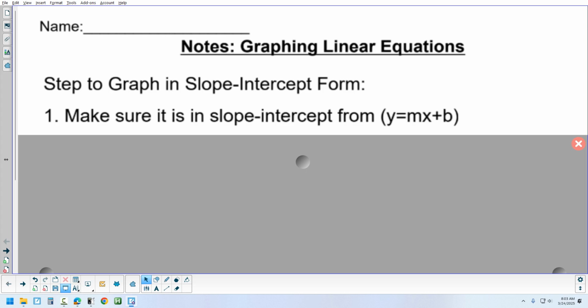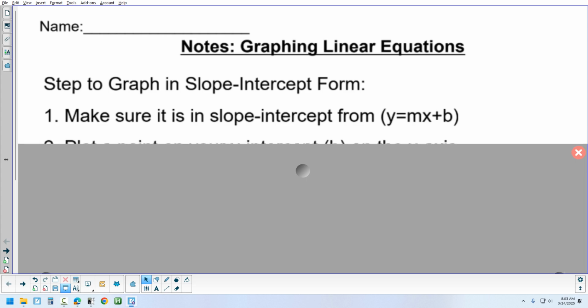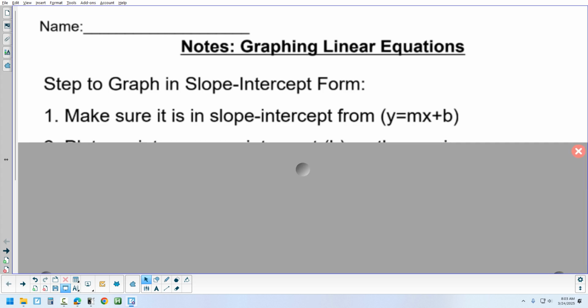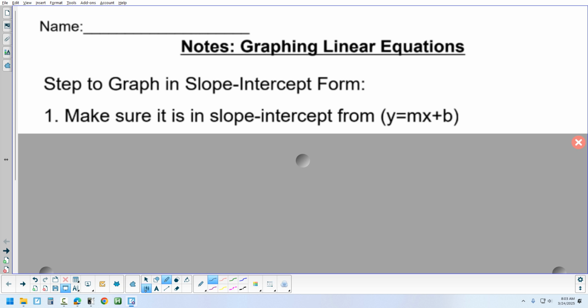If you want to graph something in slope-intercept form, the first thing is it has to be in this format. A lot of people just call it y equals mx plus b, but the real name is slope-intercept. Each letter in that formula stands for something. Can anyone tell me what the M represents? When you're drawing a line, M is the slope. Yep.